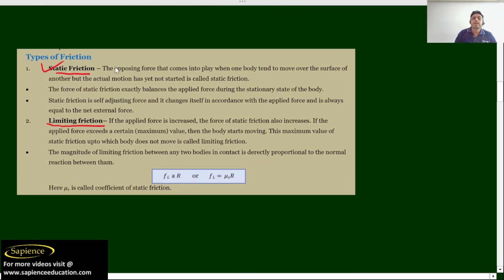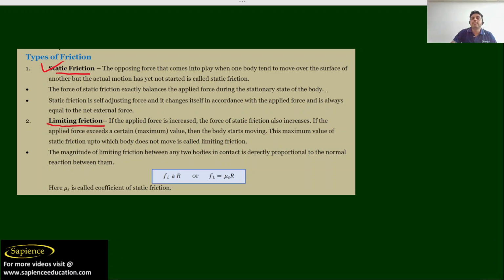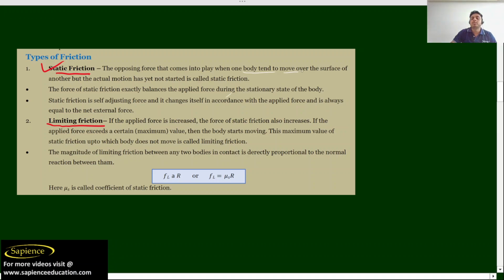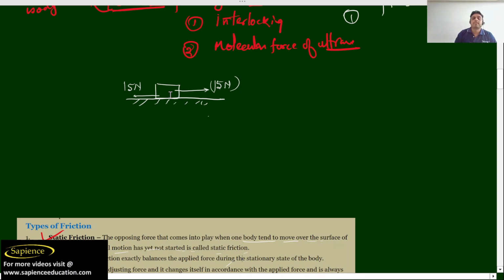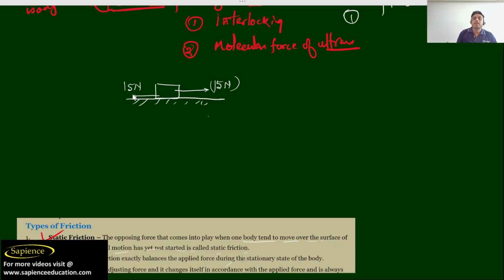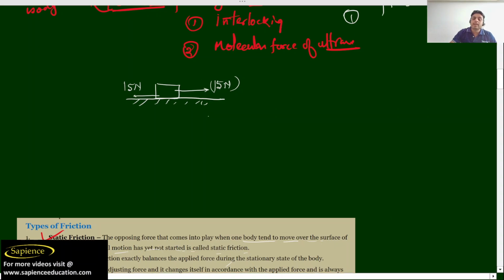Okay, so try to read this. An opposing force that comes into play when one body tends to move over the surface of another, but the actual motion has not yet started. So many times you try to move an object, but the object does not move because the frictional force is acting. Till the object does not move, the friction force applied by the surface on the object is known as static friction. Now if I again increase it to 150 Newton, will 150 Newton of friction force be applied?